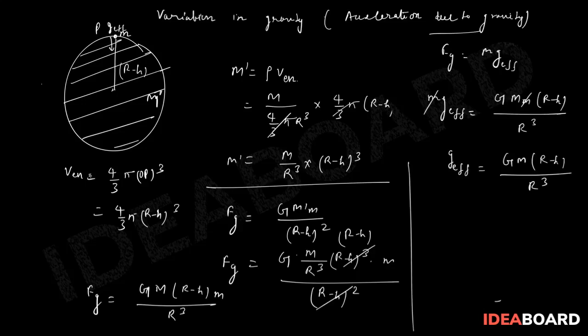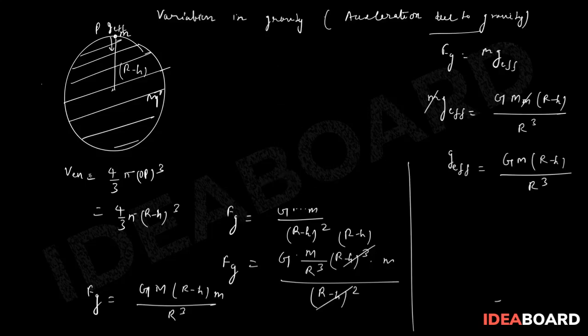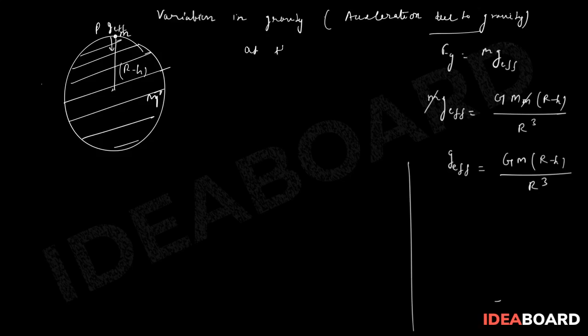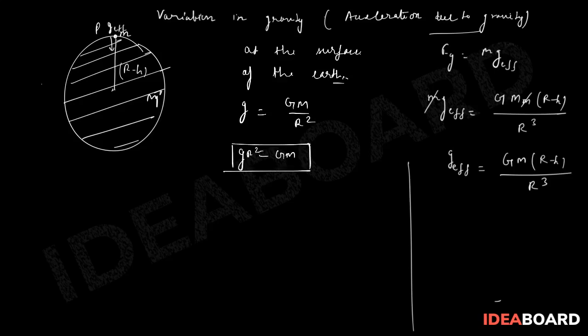Now one more thing is pretty important. We know the relation between g at the surface of the earth and GM. So we know that at the surface of the earth, g is given by GM upon r square. So we can write g r square is equal to GM. So we can utilize this fact.